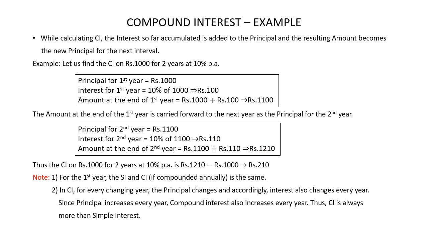Now compound interest is nothing but the final amount minus the original principal. So the compound interest on rupees 1000 for 2 years at 10% per annum is rupees 1210 minus rupees 1000, which is rupees 210. So the compound interest is rupees 210 here. Now you can observe here that for the first year, the simple interest and the compound interest, if compounded annually, is the same.